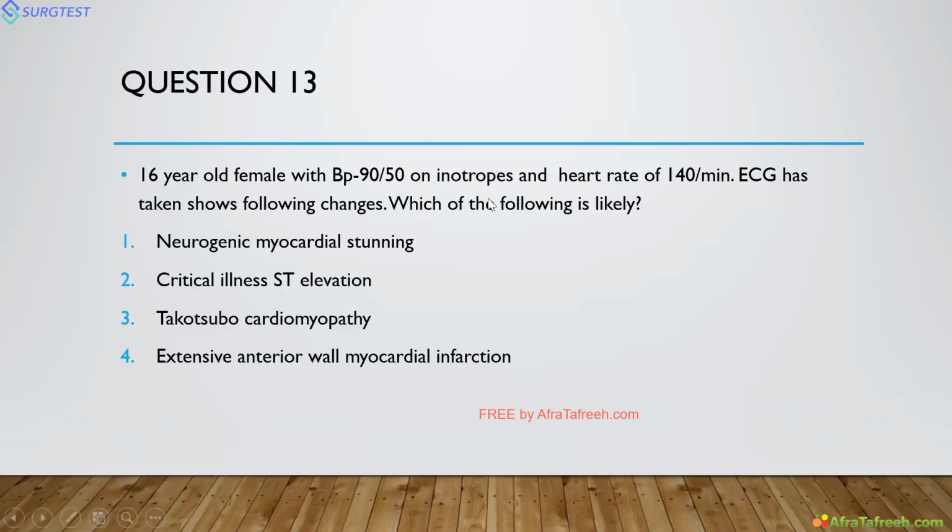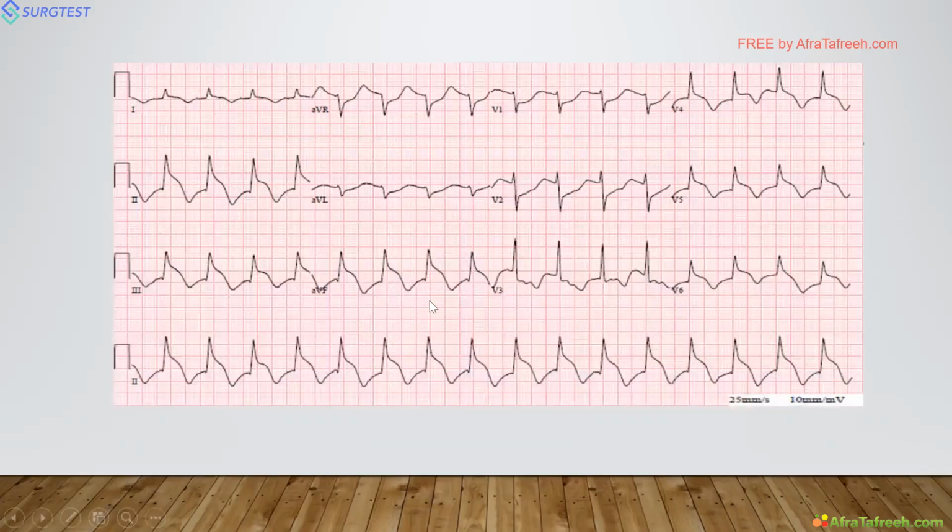Okay, very good. One of you answered correctly. It is critical illness ST elevation. It can't be extensive anterior wall MI because the patient is only a 16-year-old female. She can't have any risk factors for MI. See, this patient has low BP. She is in shock. It may be septic shock. So here it is not classic ST elevation.